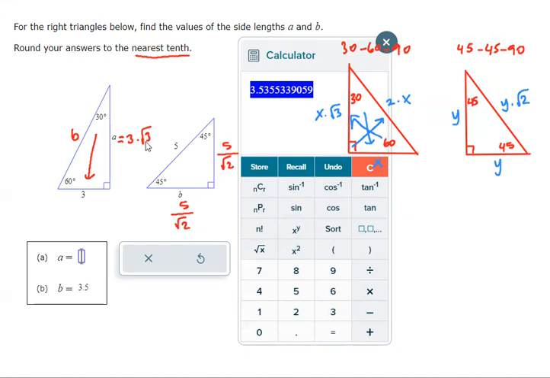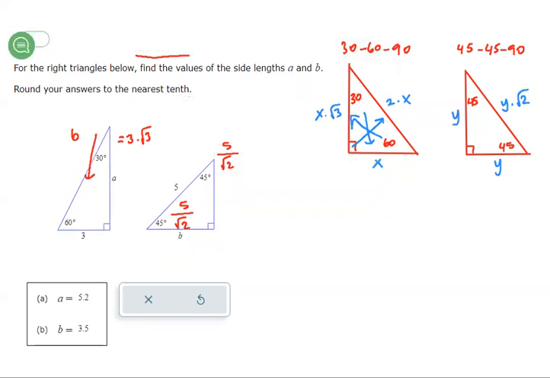And for A it is 3 times root 3, right? So let's plug in 3 times square root of 3. And it says 5.19, but that is closer to 5.2. So that should be rounded as 5.2. And that is my answer.